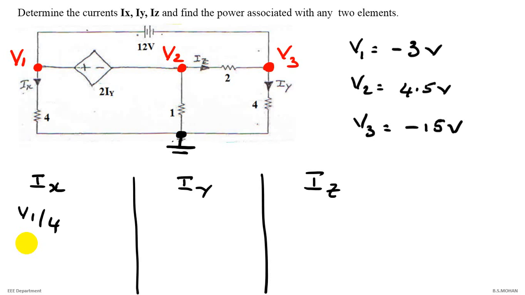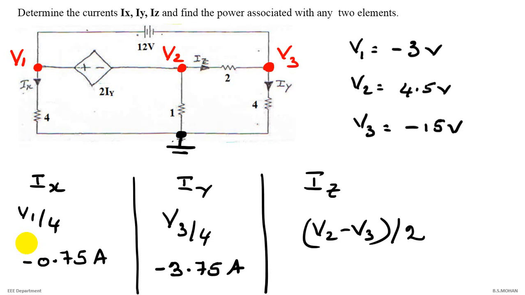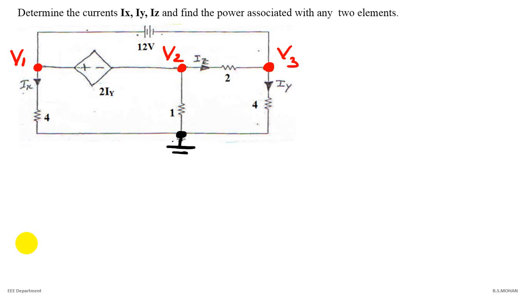The equation for Ix is the current through 4, given as V1 by 4, and the answer is minus 7.5 amperes. The equation for Iy, as we wrote earlier, is V3 by 4 and the answer is minus 3.75 amperes. And the equation for Iz is V2 minus V3 all divided by 2 and the answer is 9.75 amperes. So these are your answers for currents Ix, Iy, Iz determined by node voltage analysis.